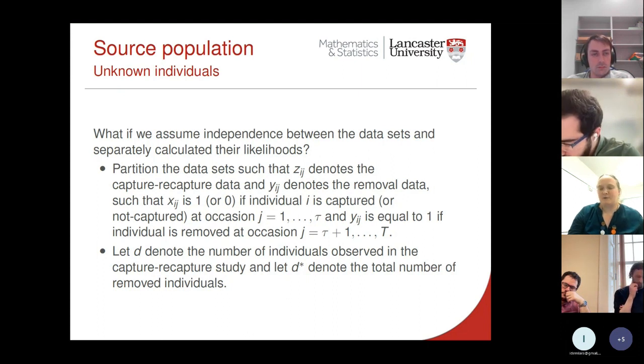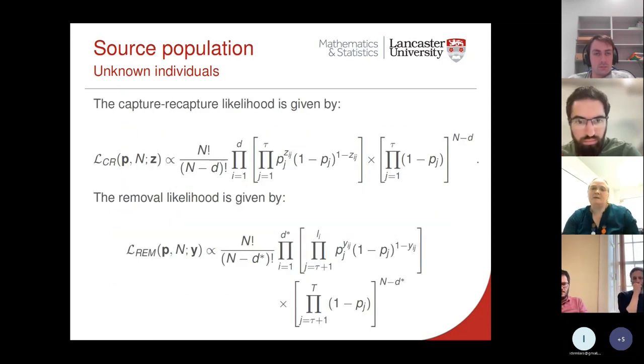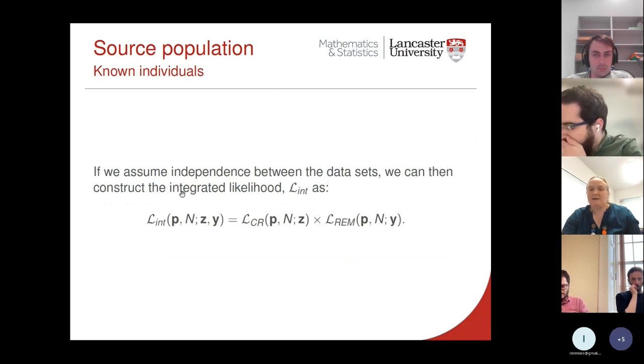So we wanted to investigate, well, what are the potential problems of assuming that they are? So exactly as I've just said, we can construct a likelihood for capture-recapture, which I'm going to denote by LCR here, and we can write down the likelihood for the removal, so that kind of geometric model that I described. And we can construct this integrated likelihood, which is simply the product of the capture-recapture likelihood and the removal likelihood.